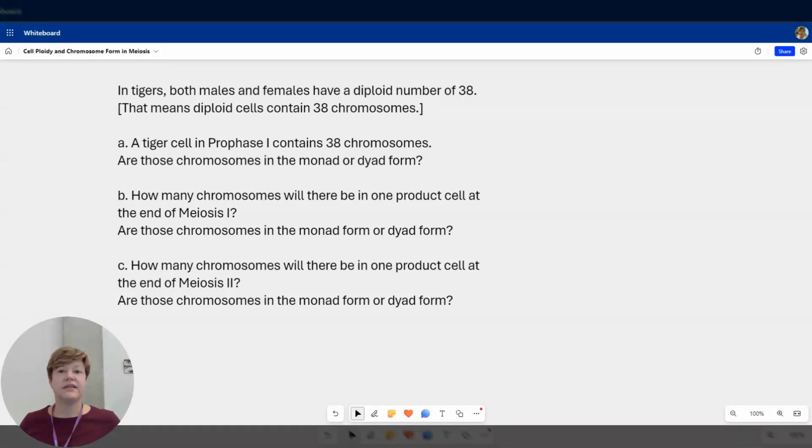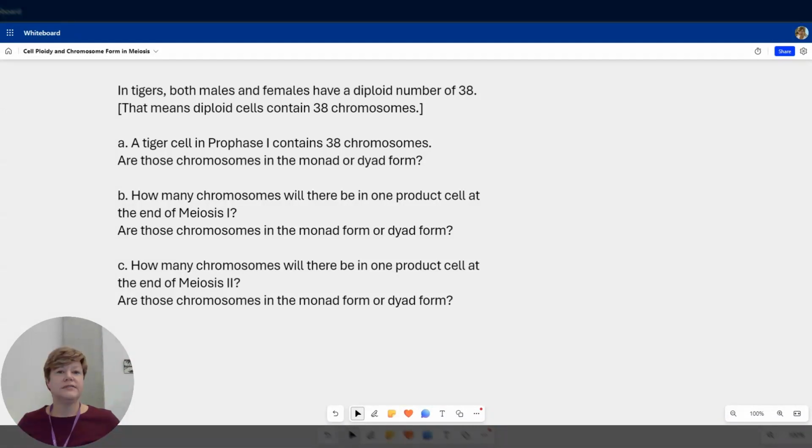Diploid number is telling you how many chromosomes would be in a diploid cell. A typical body cell, it would be fair to assume that's what that means. So question A says a tiger cell in prophase 1 contains 38 chromosomes. And that's because a prophase 1 cell is starting off with a typical diploid number. That's a rule. Prophase 1 cell is always starting off with the full number of chromosomes.